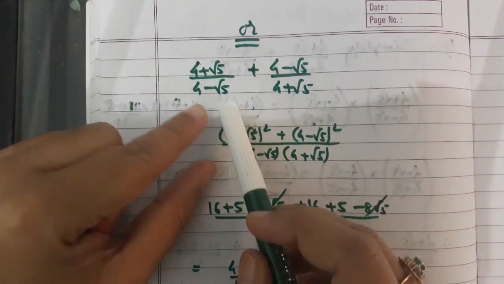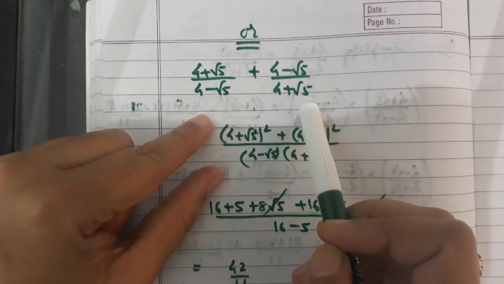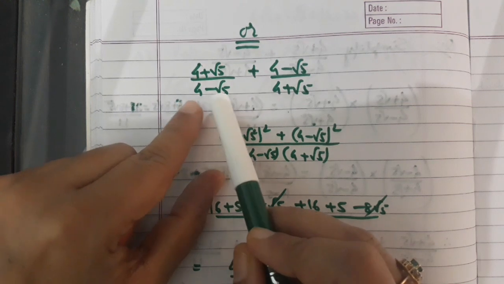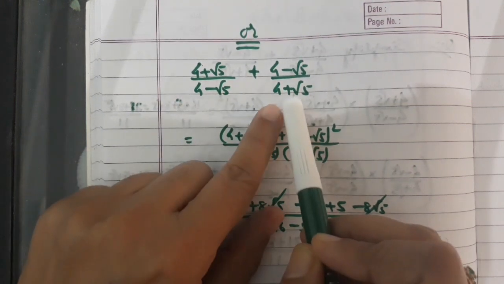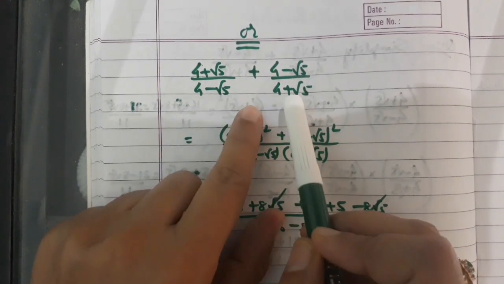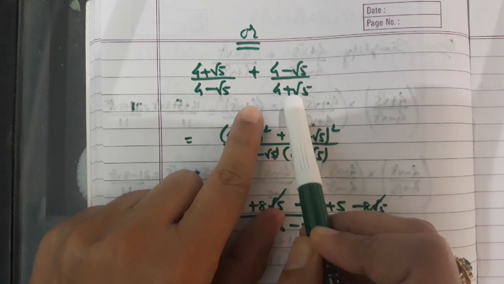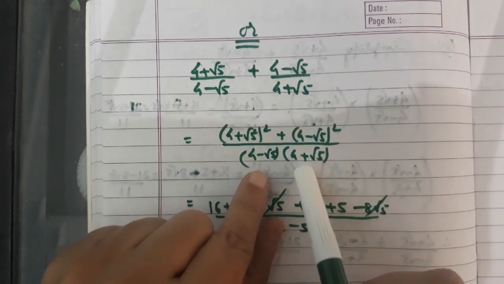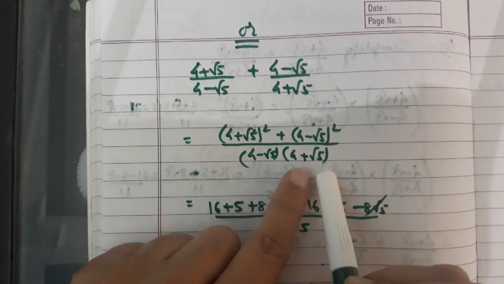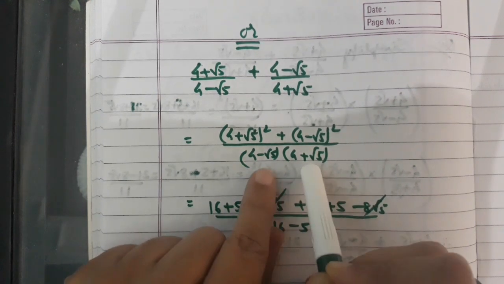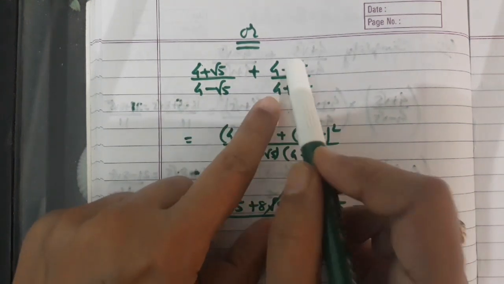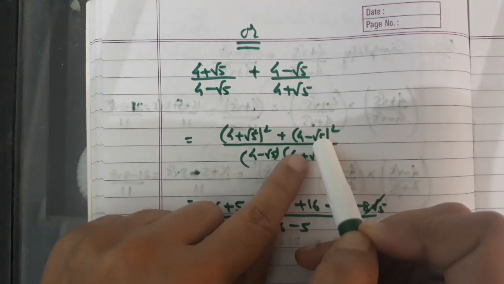We can do the same question by another method also. Over here we see that the denominator is 4 minus root 5 and here the denominator is 4 plus root 5. So the denominators are already conjugate of each other. So what we can do, we can simply take the LCM. So LCM would be (4 minus root 5) into (4 plus root 5).